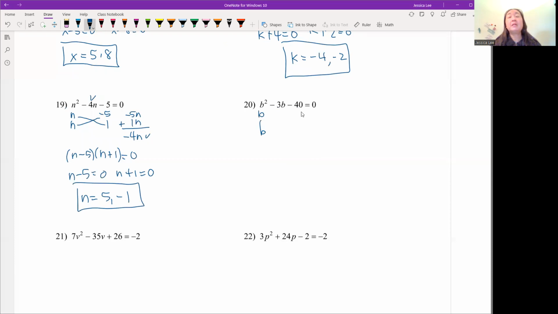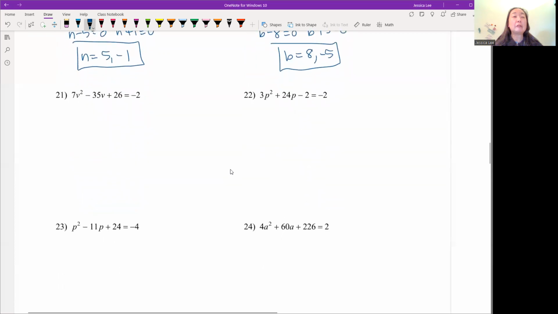So here we got b and b, and then -40 multiplies to -40. So like 8 and 5, and that has to add up to a -3. So a negative has to go with the 8. And so it's going to be b minus 8 times b plus 5 is equal to 0. So guys, when you go to the next level of math, knowing how to factor is going to be really useful. Again, b minus 8 is equal to 0. b plus 5 is equal to 0. So b has to equal 8 or negative 5.